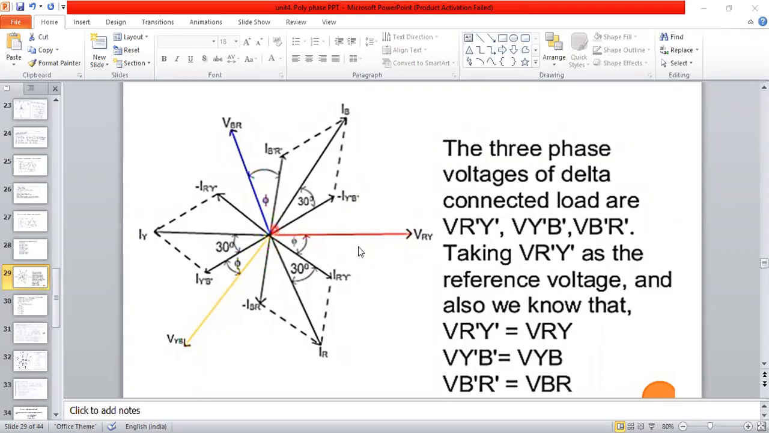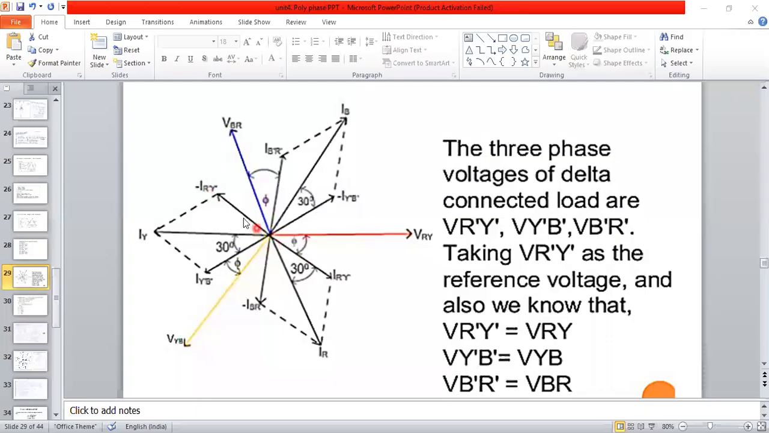Next, what we have to do? Phase currents are equal to the line currents, so no need to calculate the voltage here now. The main aim is to identify the current. So this IR'Y' is there. We start from 0 here. Behind that 0, if we draw a straight line in the opposite direction, it will give minus IR'Y' here now. Its opposite will give the minus value.